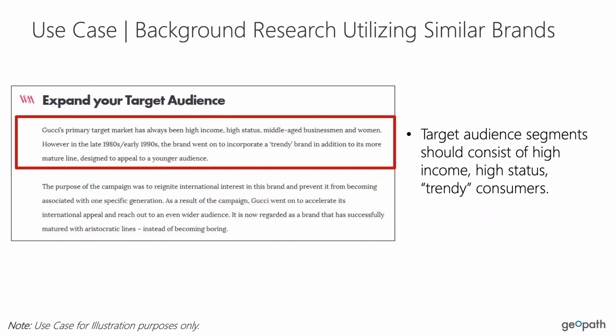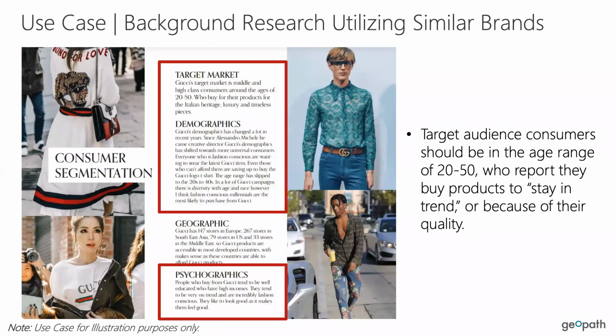And so again, further information we were able to find was that the segment should consist of high income, high status, trendy consumers, and we even found this customer segmentation slide. Looking at a range of ages 20 to 50, who buy products where they want to be on trend and also look at quality. So again, all qualities of an audience that seems like it would be appropriate for our new brand.